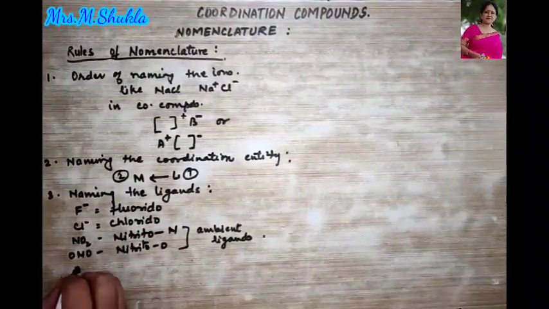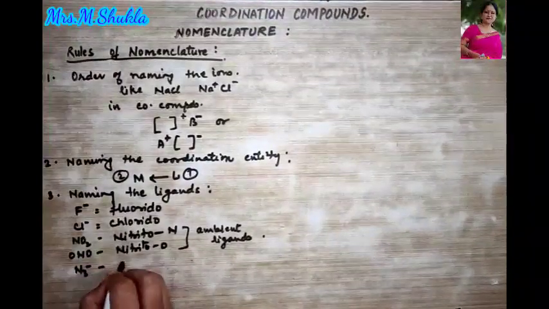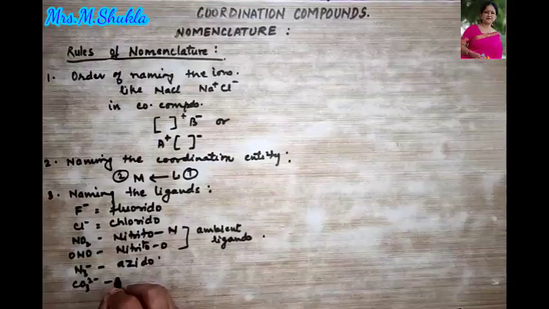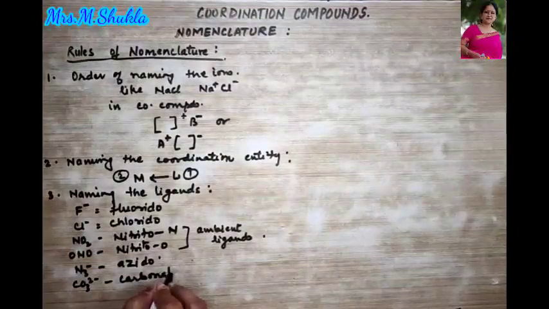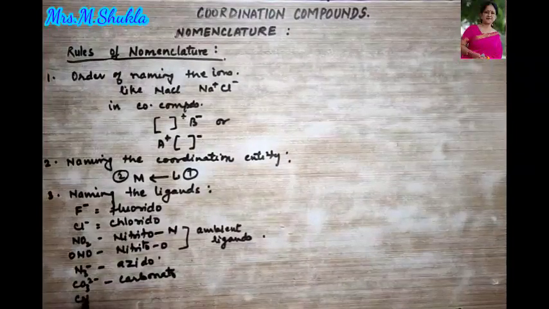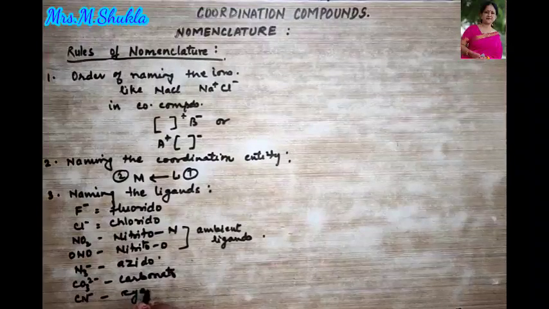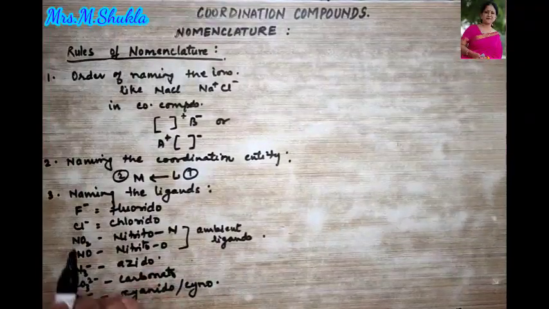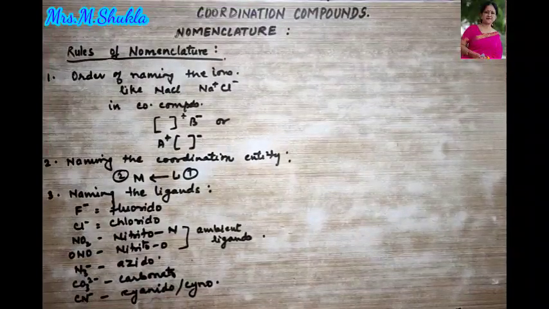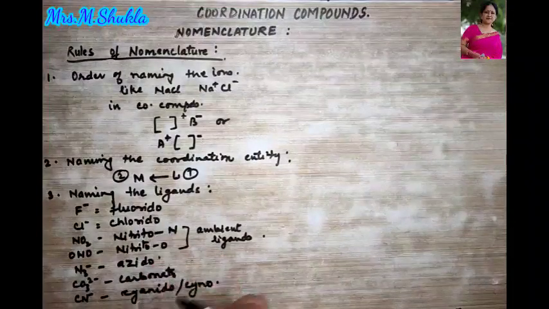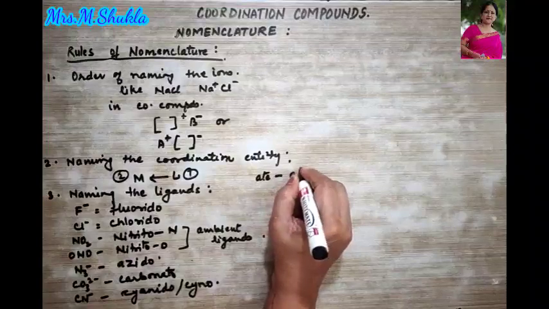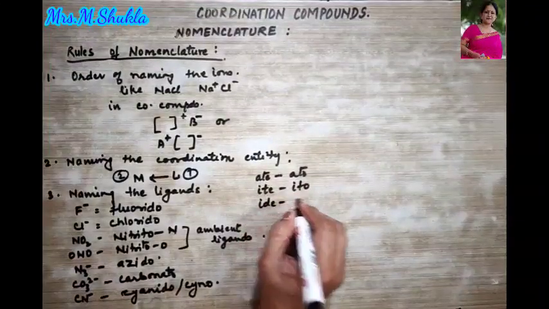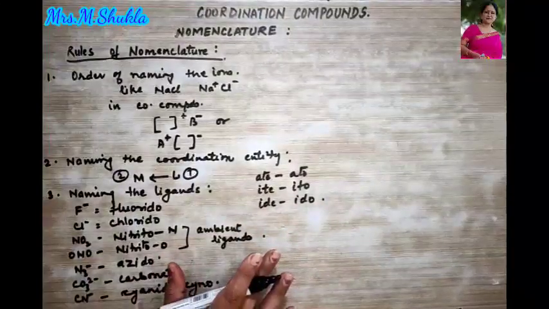Then azide, that is N3 minus. What is this written as? This is called azido. Then CO3 2 minus, this is carbonate, therefore over here it will be called carbonato. Then cyanide will be called cyanido, or it can also be called cyano. What you have to remember is that all the ate, ite and ide endings change: the last letters become o. Ate changes to ato, ite changes to ito, and ide changes to ido. This is what you have to remember.